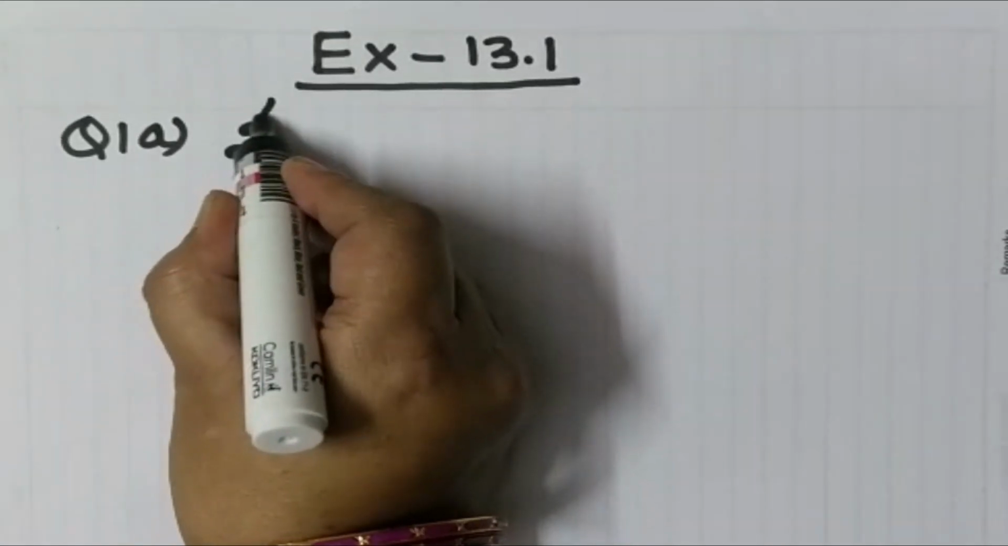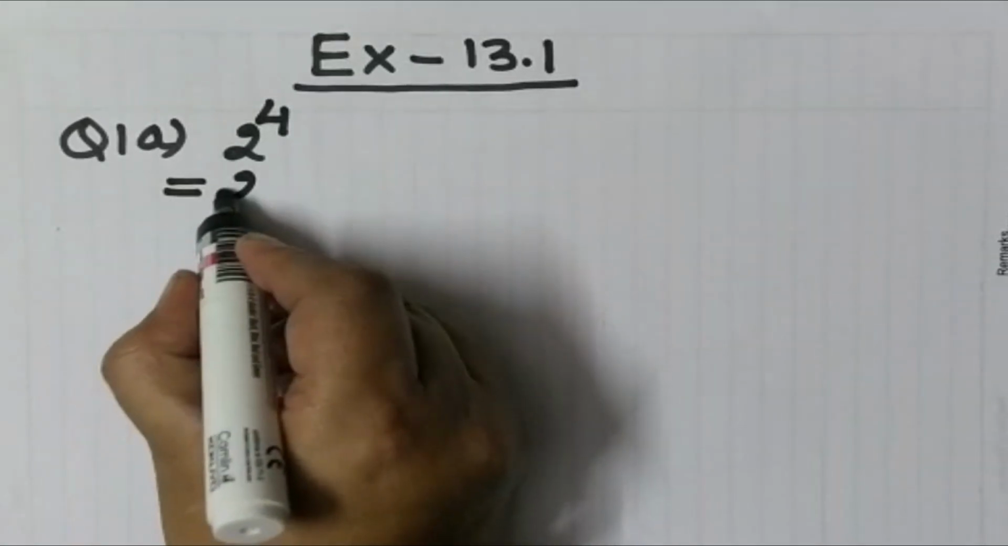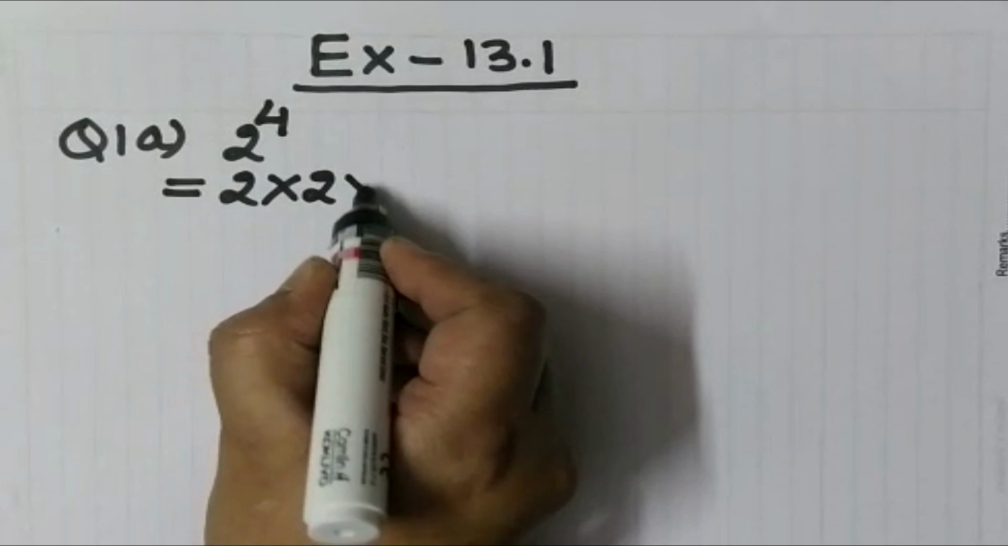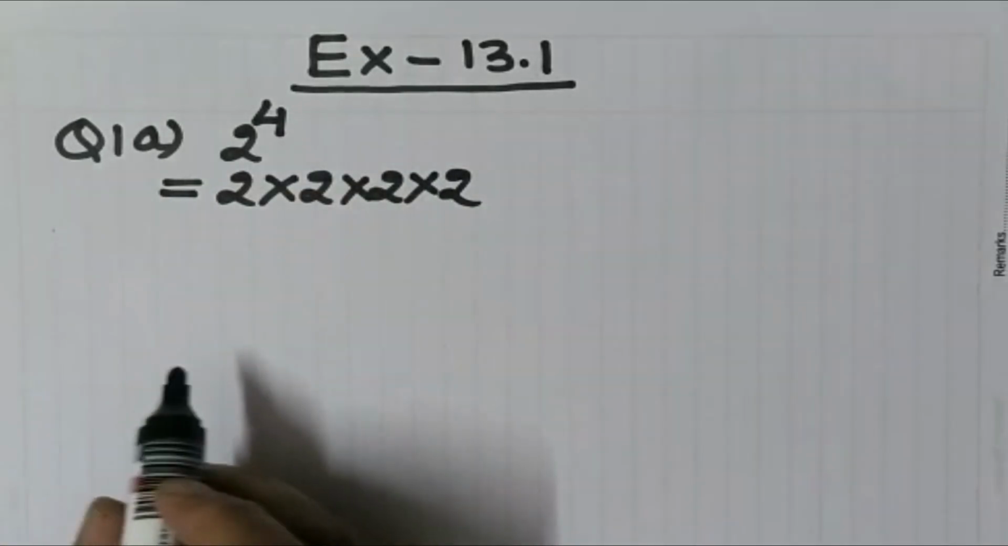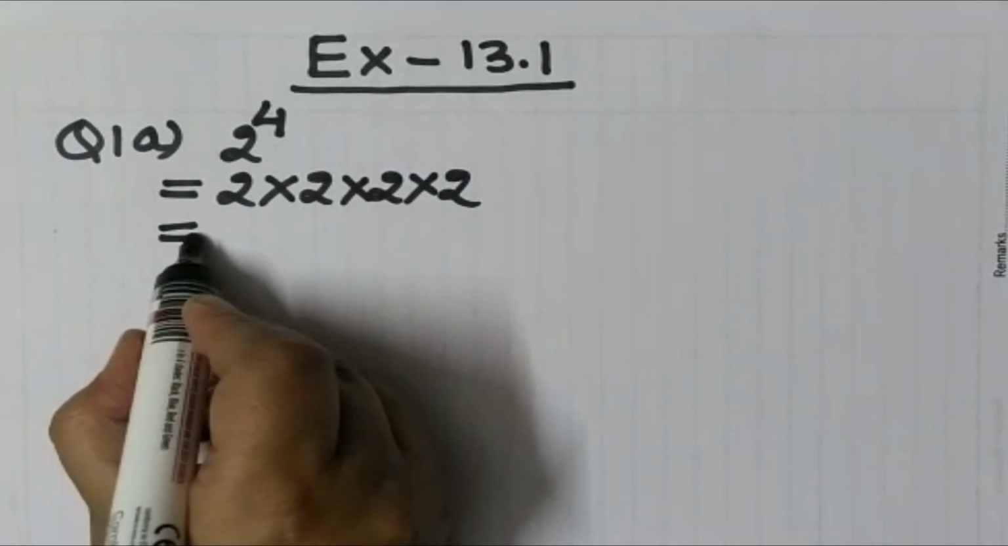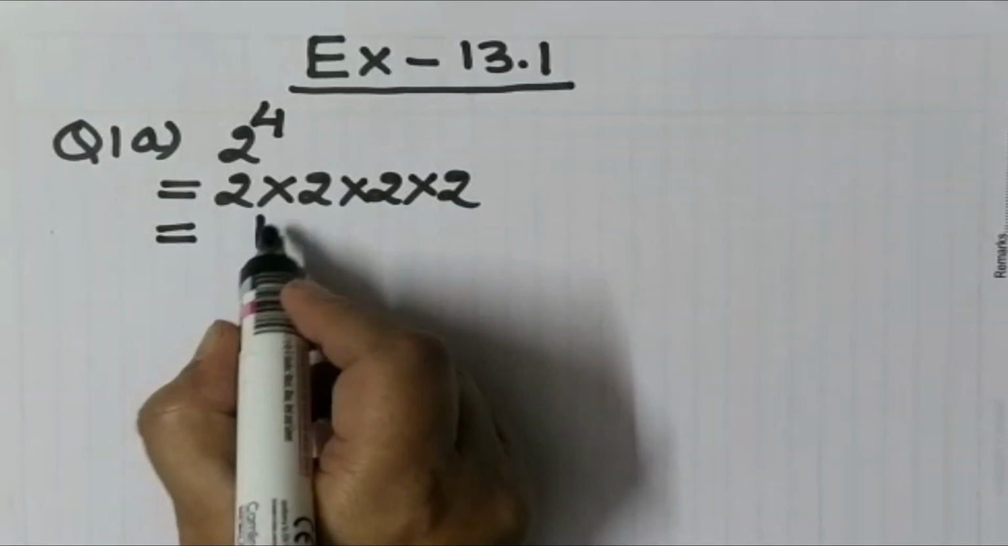2 raised to power 4. It means 2 multiplied 4 times. Here base is 2 and power is 4. So the product is 2 2s are 4, 2 4s are 8, 2 8s are 16.